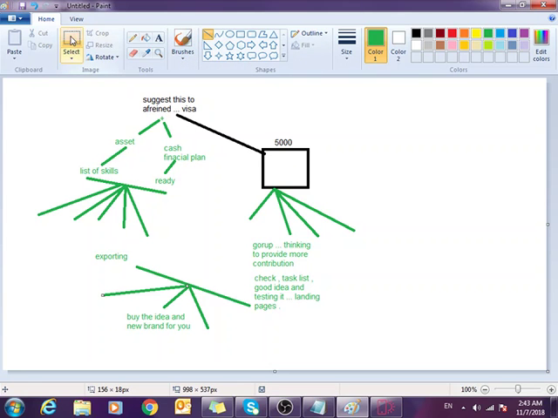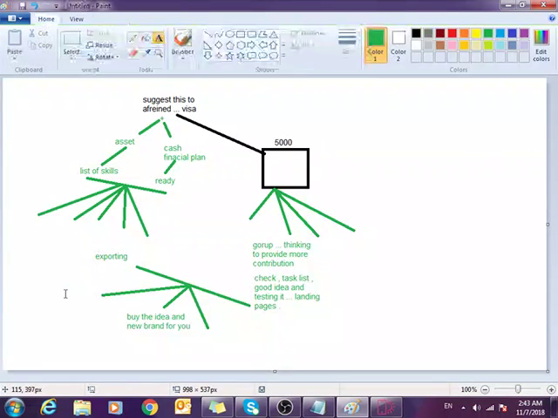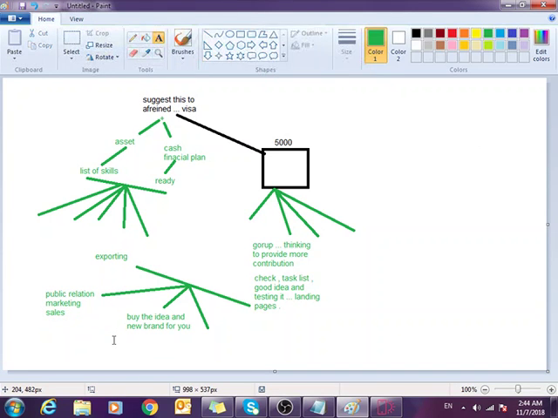Did you see this here? Suggest this to your friend? Suggest this to a friend? Okay, they are doing this. Please. Like they are in public relations marketing, marketing and sales for this thing.